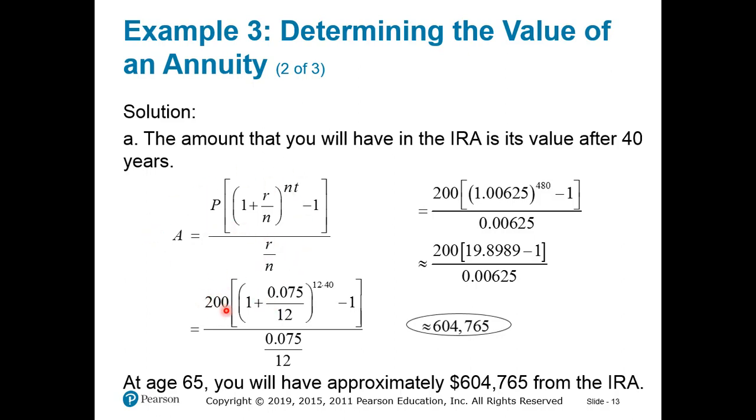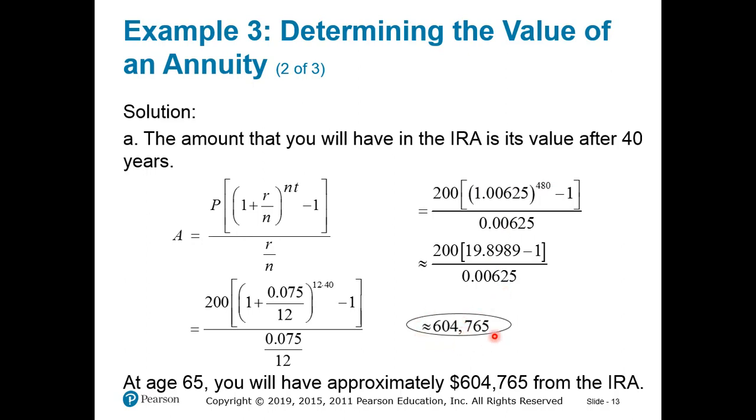The regular payment is 200. Our interest rate is 0.075. Our number of compounds per year is 12, so that's where this goes. And how old are we? We're 25, and we're going to 65. So that's 40 years. So that's where the 40 comes from. And so again, we know where this comes from. That's the same as this. And then we're going to just put this in our calculator and plug and chug. So just, again, make sure you get these correct.